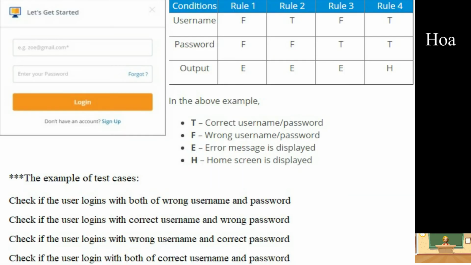How to do a decision table in software testing. The decision table is a software testing technique which is used for testing the system behavior for different input combinations. For example, a login screen.